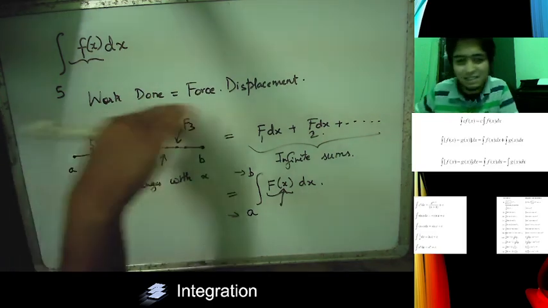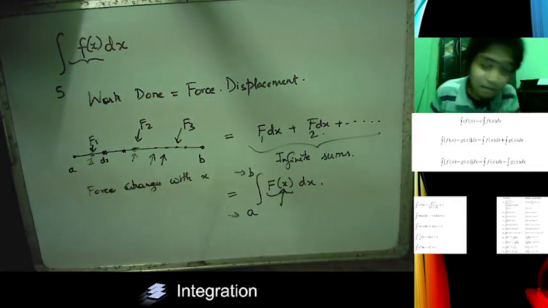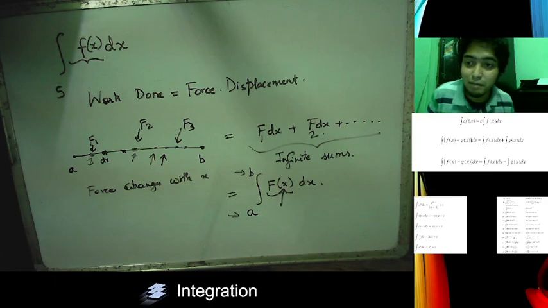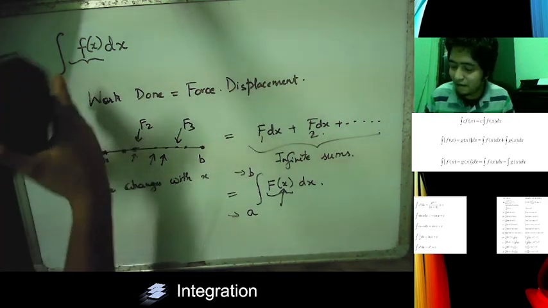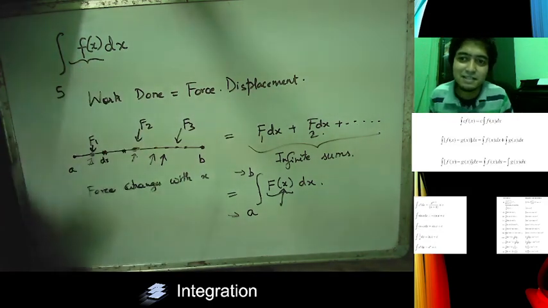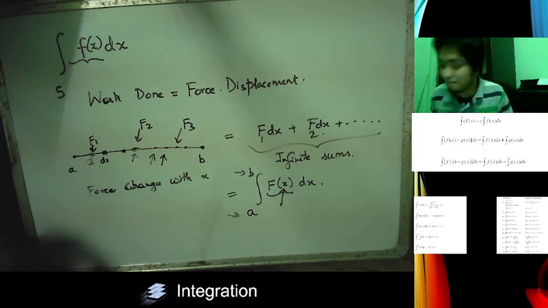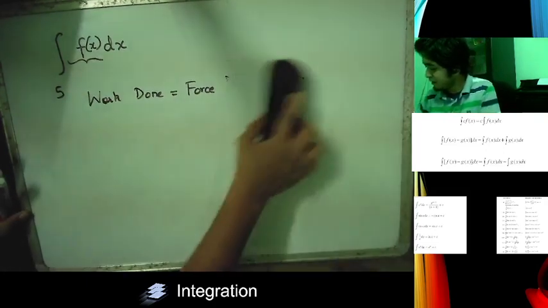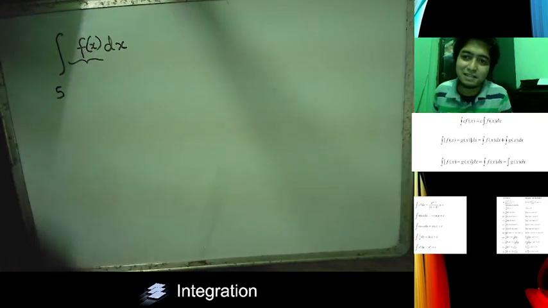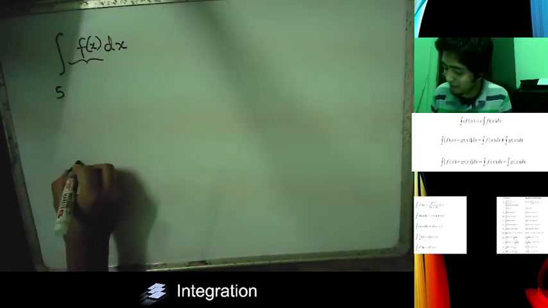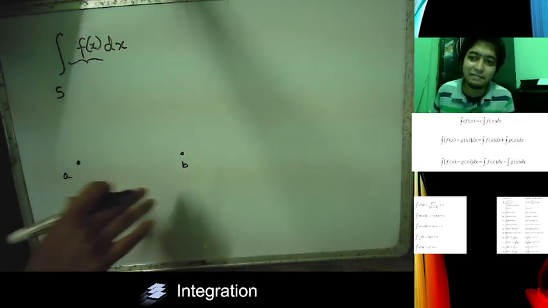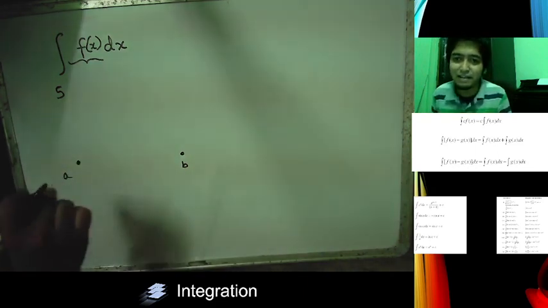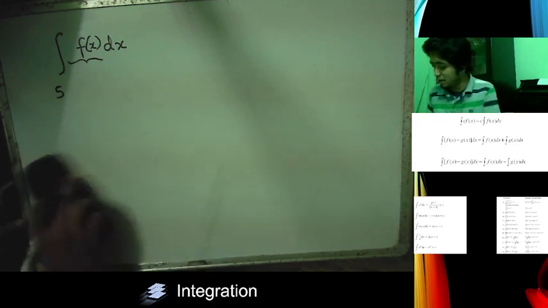So this very small demonstration will maybe make it clear why we consider integration as an infinite sum. But that is exactly when we have the limits from a to b. We consider it as an infinite sum when we have the limits from a to b.